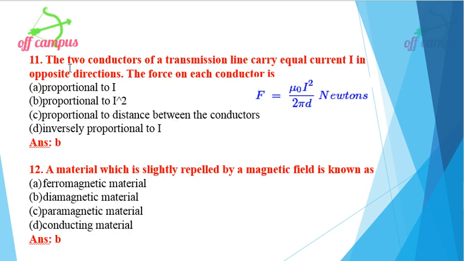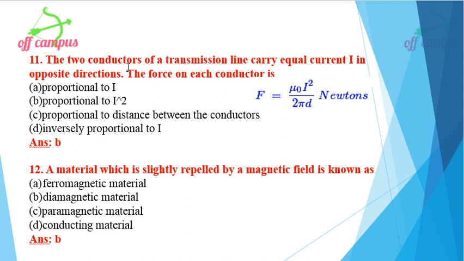Then question number 11, the two conductors of a transmission line carry equal current I in opposite directions. The force on each conductor is. What is the formula for the relation between force and the current? So, in general, F equal to mu naught I1 I2 divided by 2 pi d Newton.